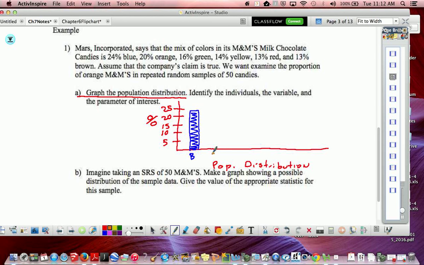Orange is at 20%. Green, 16%. Yellow, we'll see how well yellow shows up. It's showing up okay? What's the percent? Yellow is 14. It actually shows up okay. Red is 13. And so is brown. I actually had all those colors. Nice.